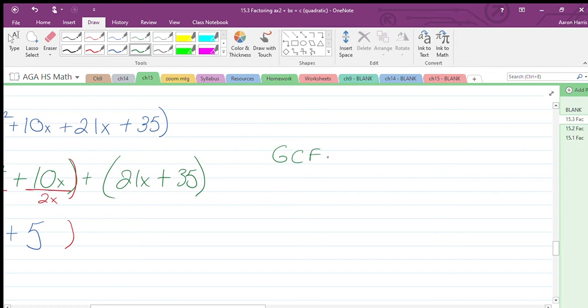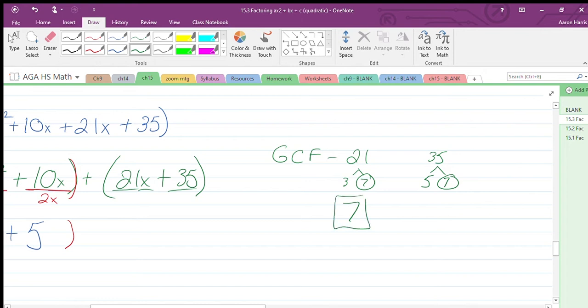GCF of the coefficients. Look at the 21 and the 35. Here's 21, here's 35. Does 21 go into 35? No. What are the factors of 21? 3 and 7. Quite simple. Factors of 35, it would be 5 and 7. So I have a 7 and 7. So I know my GCF is 7. Now I look at the variables, I only have one x. So I can't bring that over because it's not in both terms. So my GCF is 7.